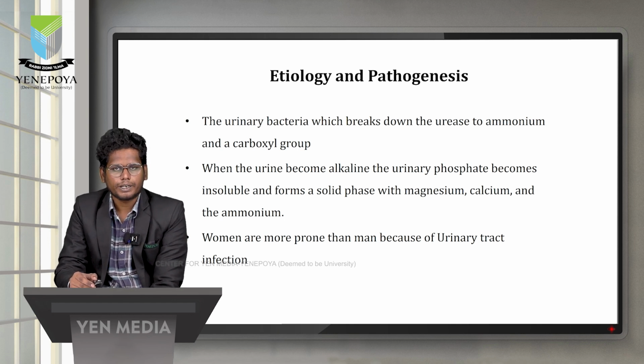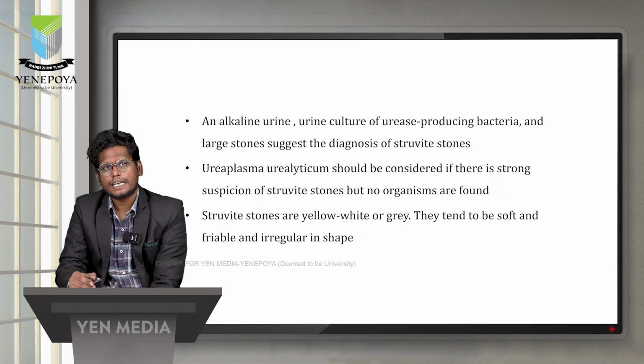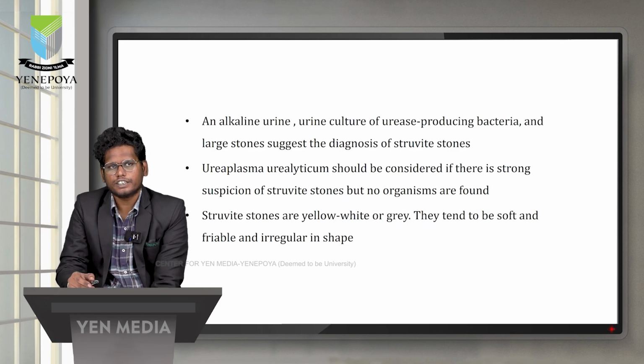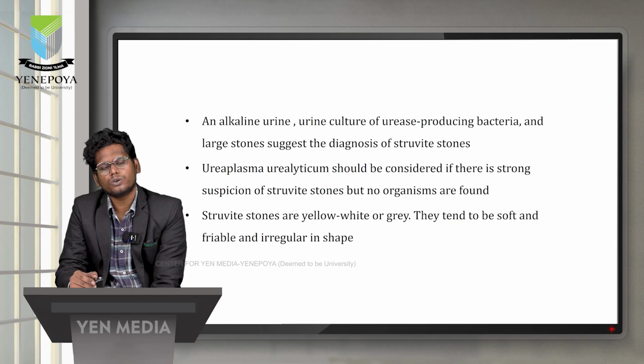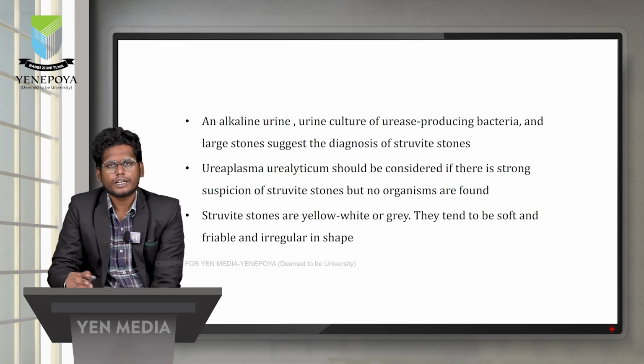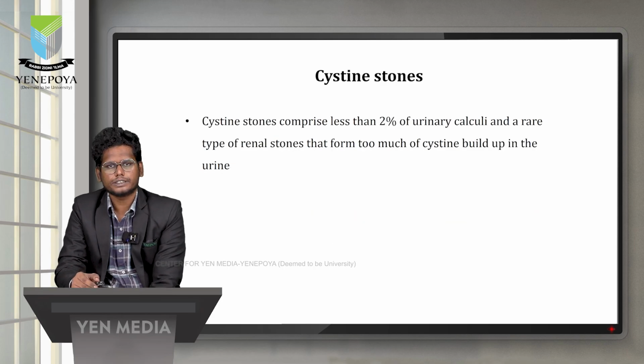Women are more prone than men to struvite stones because of urinary tract infections. So an alkaline urine culture of urease producing bacteria and large stones suggests a diagnosis of struvite stones, and a urea breath test should be considered if there is any strong suspicion of struvite stone but no organisms are found. Struvite stones are generally yellow, white or grey in color, and they tend to be soft, friable and irregular in shape. And coming up to the next one is cystine stone.